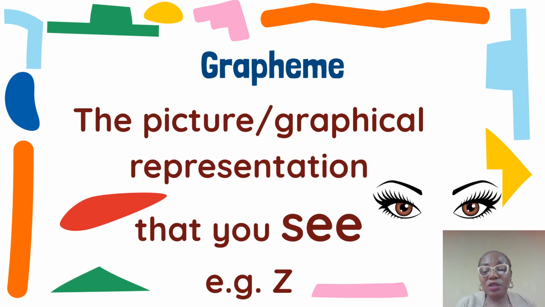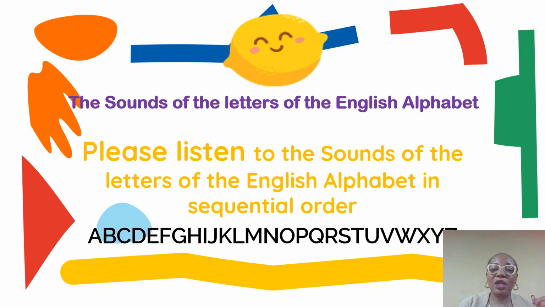And then the third concept that you need to understand clearly is the grapheme. It is the picture or the graphical representation of the letter that you see. That's what you see on paper or on the screen right now. You're looking at a grapheme of the letter that represents the sound Z. So I've used the lips to represent the one you say, that's the letter. I've used the ear to represent the one you hear, and that's the phoneme. And then the eyes represent the one that you see, that's the grapheme. You need to understand those three concepts.